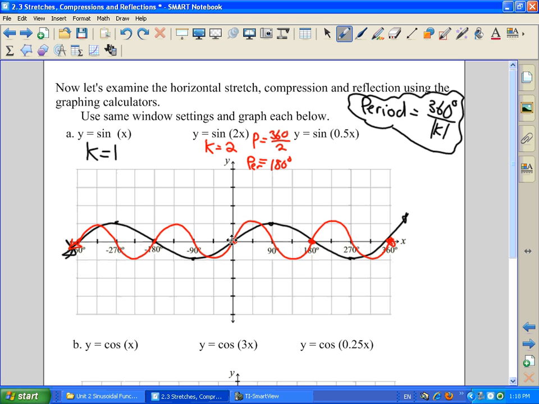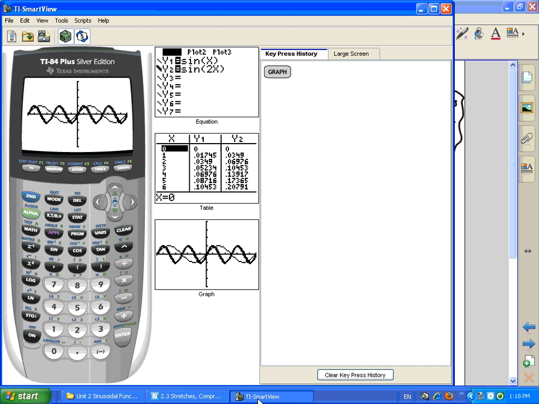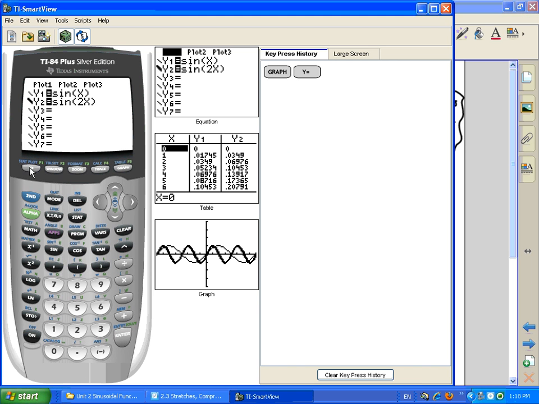Okay, looking at the third one, k equals 1/2 or 0.5. If you try to find the period for this one, we know that it's 360 divided by 0.5. So the period's going to equal 720 degrees. So instead of completing one cycle in 360 as the parent function does, it's going to take us twice as long to do that. Okay? So let's go to our graphing calculator and compute it before we draw it.